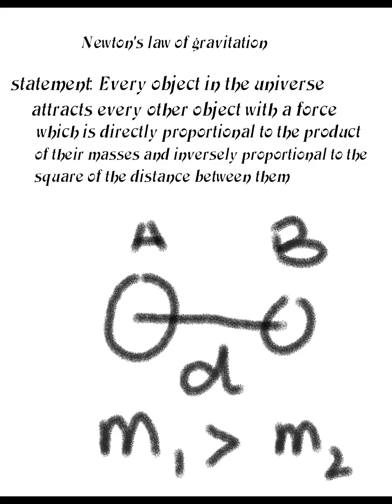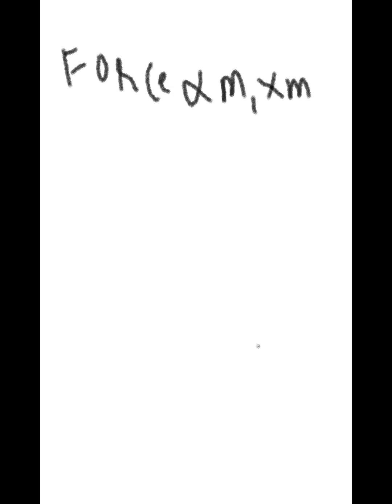According to Newton's law of gravitation, force is directly proportional to mass and inversely proportional to the square of the distance. Means force will be directly proportional to mass and inversely proportional to distance. In this condition, the mass of object A is greater and the mass of object B is small, because object A is greater. So force is directly proportional to m1 into m2.